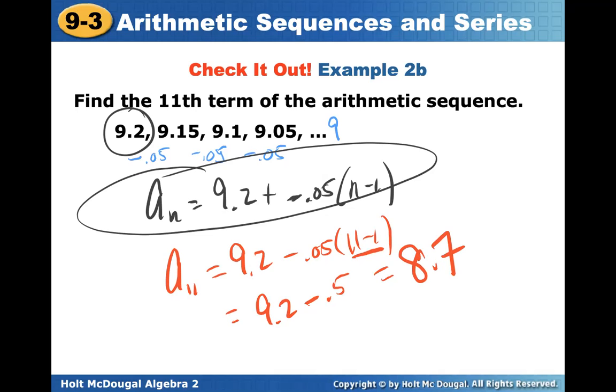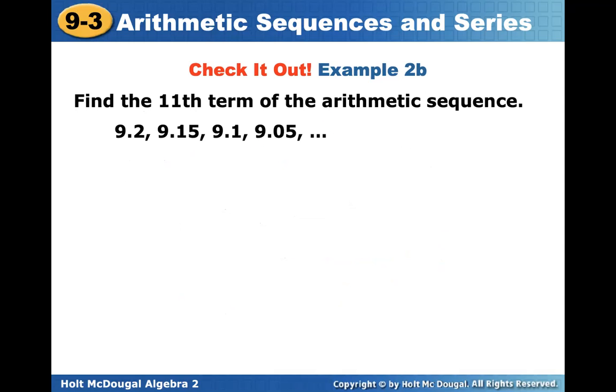Okay. Questions on that? All right, I'm gonna have you try one. Same type of question. I'm just gonna put a different sequence up here. All right, with that sequence right there, I want you to do two things. Find the general rule and find the 11th term. Find the rule that describes that sequence and find the 11th term.